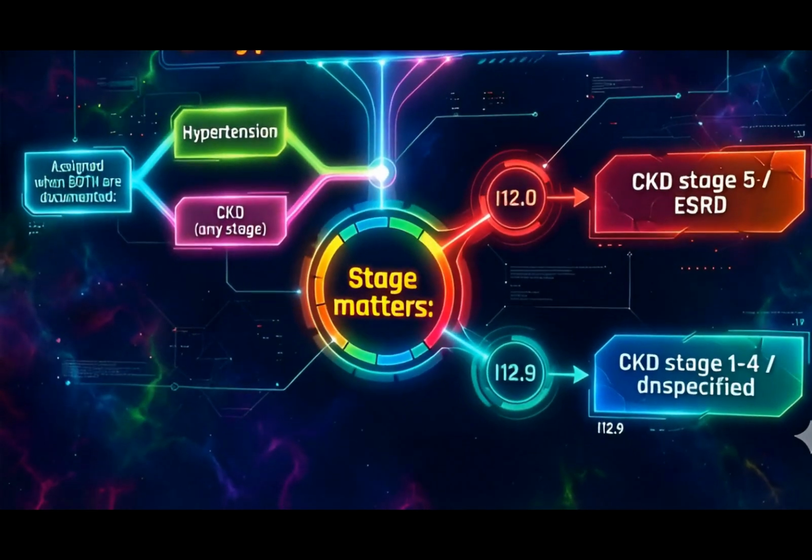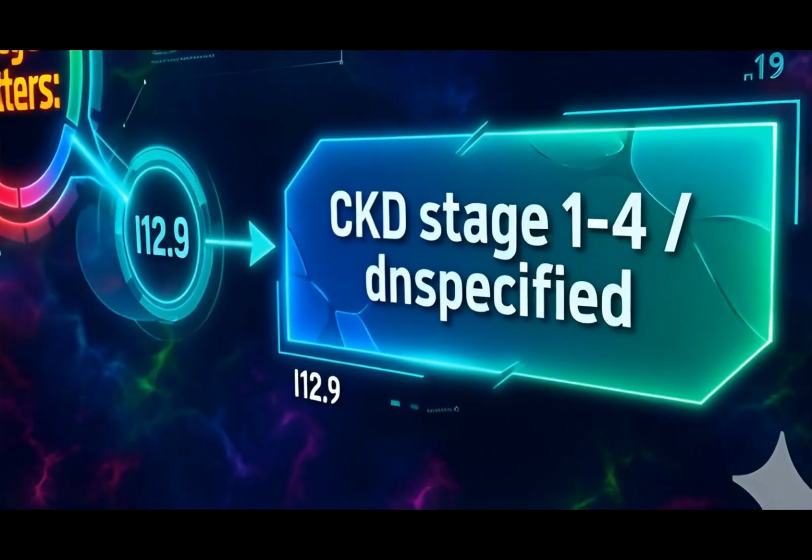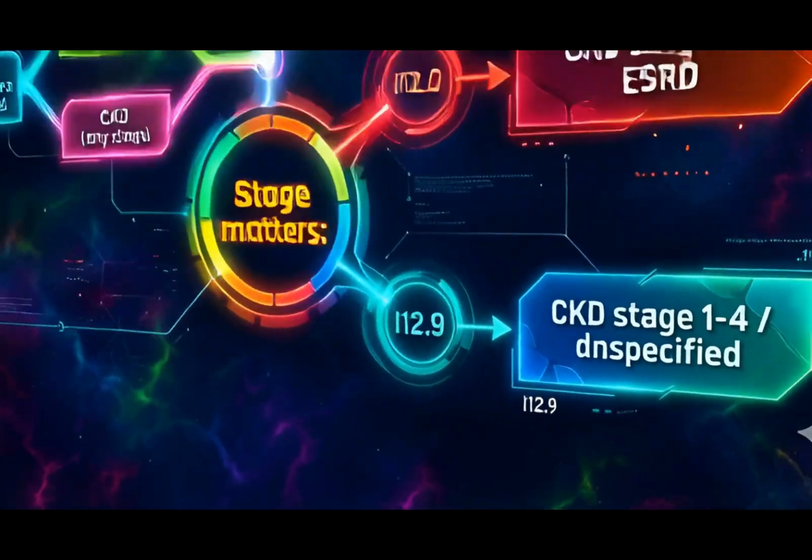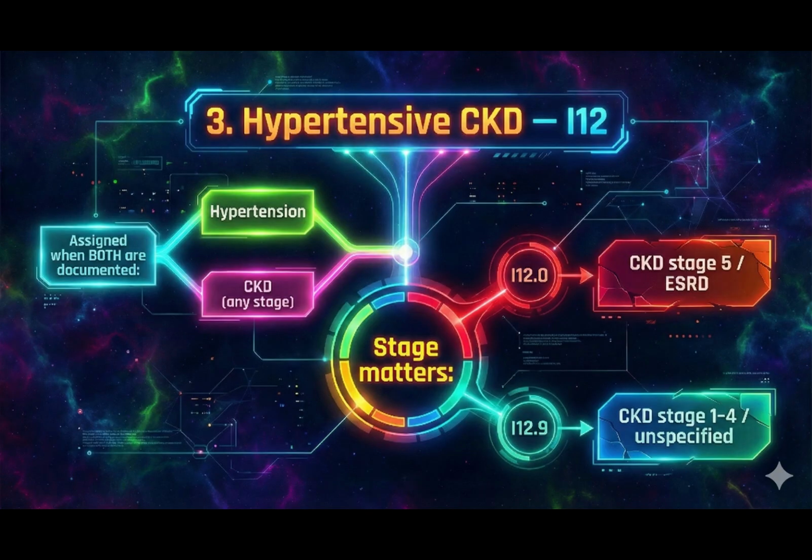If the provider documents CKD stage 1 through stage 4, or if the stage is unspecified, then the correct code is I12.9, hypertensive CKD with CKD stage 1 through 4 or unspecified stage. So the rule is simple. Both conditions must be present, and the severity of CKD determines whether you choose I12.0 or I12.9.